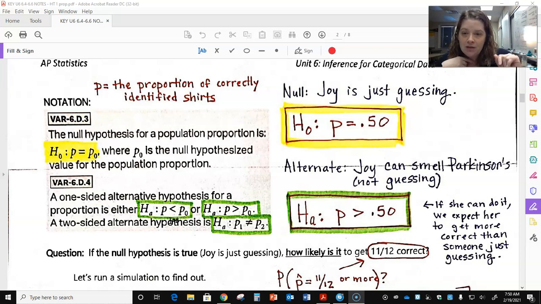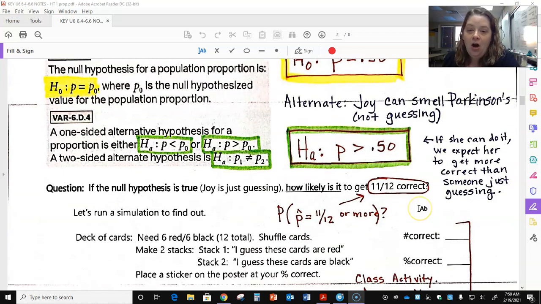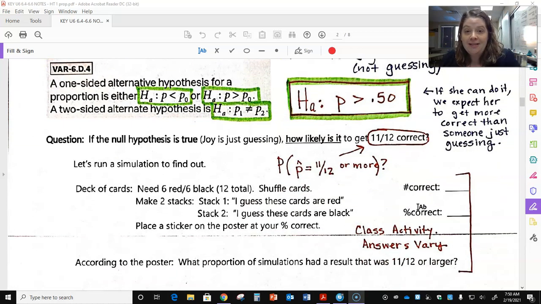All right, so our alternate hypothesis, notice it looks exactly the same as the null hypothesis, except we have an HA instead of an H0. And in addition to this, we have the equals and the greater than, and the 50% is the same. Now, our question is, how likely is it to get 11 out of 12 correct? That was what Joy actually got. What is that probability if she's just guessing? How likely is this? Could you just get this by guessing?